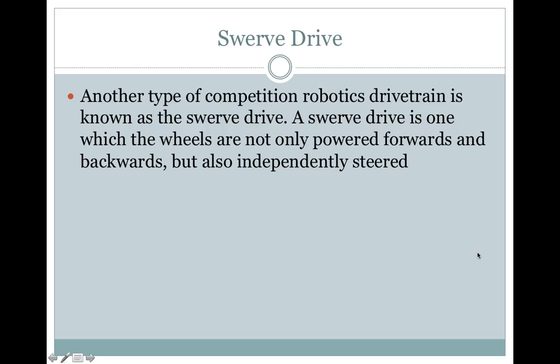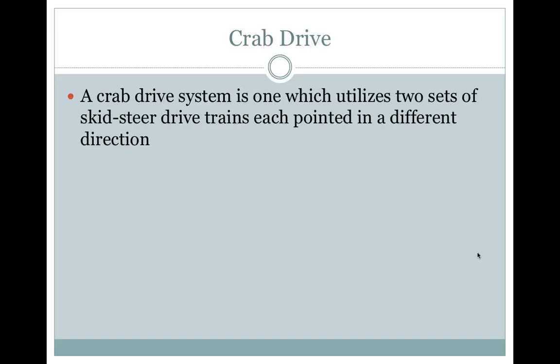Swerve drive. Another type of competition robotics drivetrain is known as swerve drive. A swerve drive is one in which the wheels are not only powered forwards and backwards, but also independently steered. Crab drive. A crab drive system is one which utilizes two sets of skid steer drivetrains, each pointed in a different direction.